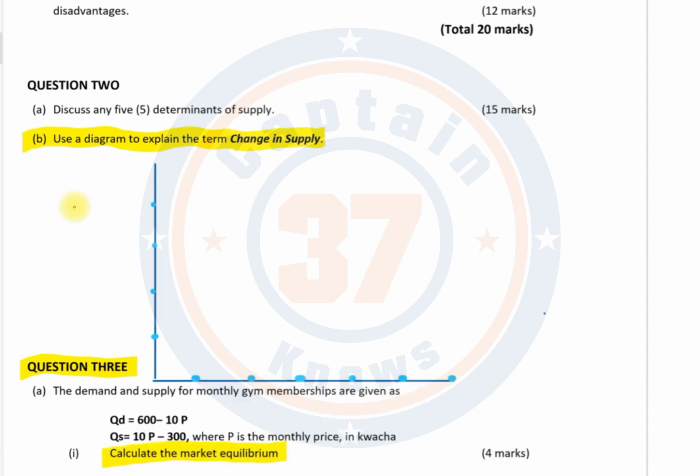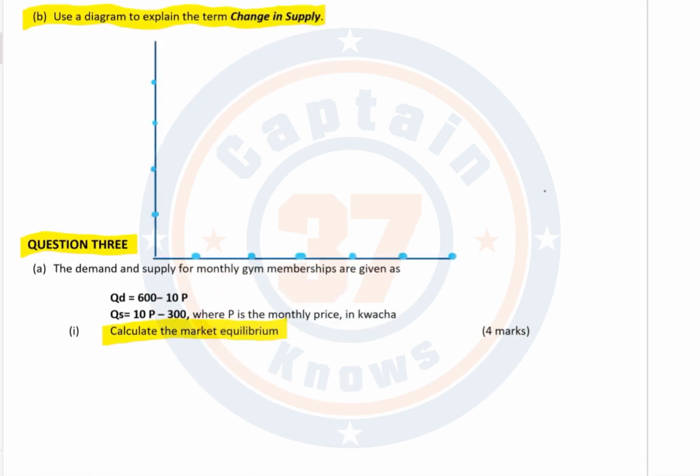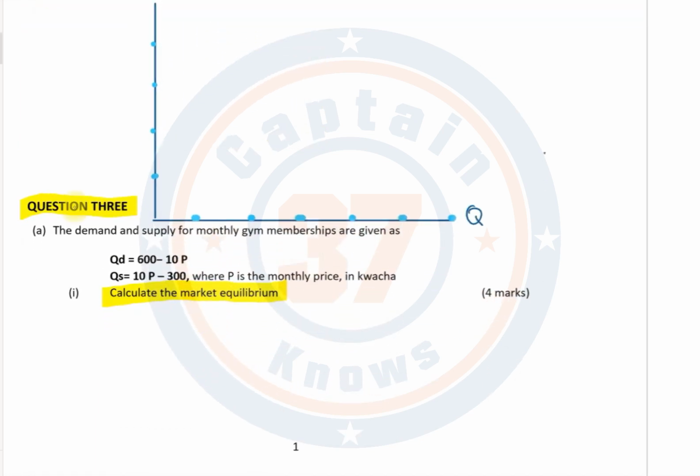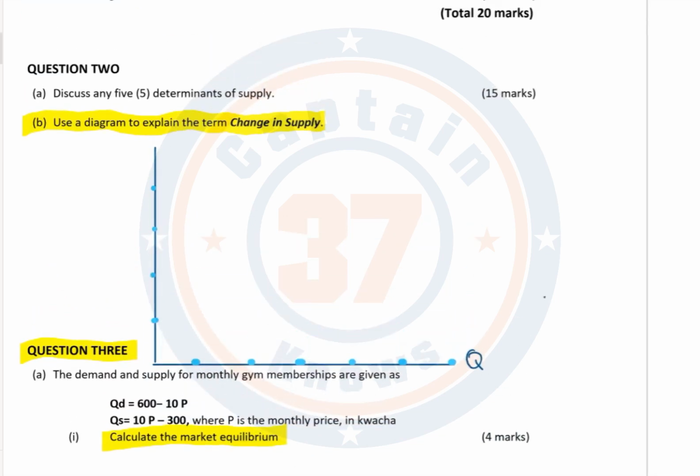Now, to be clear, this side represents quantity and this side represents price. What we're doing here is change in supply. It's important for you to give your diagram names. So here's what happens. When the price goes up, when you're talking about supply, the quantities made available also go up.